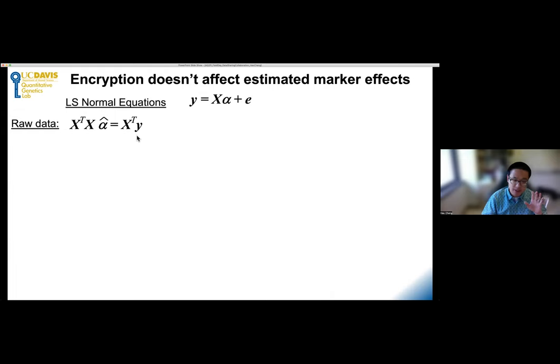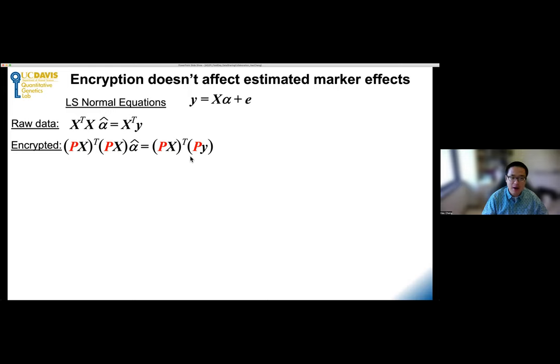This is using the raw data. Now let's think about using encrypted data. The only difference is that now we are not using X and Y as the genotype and phenotype. We are using PX and PY, which are the encrypted genotypes and encrypted phenotypes. So in our normal equation, we really just replace X with PX and Y with PY. This will be the new normal equation.